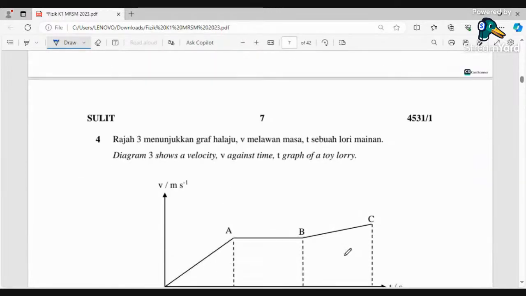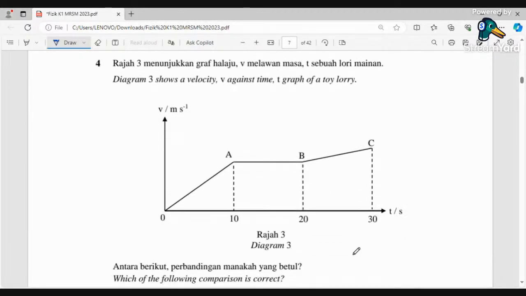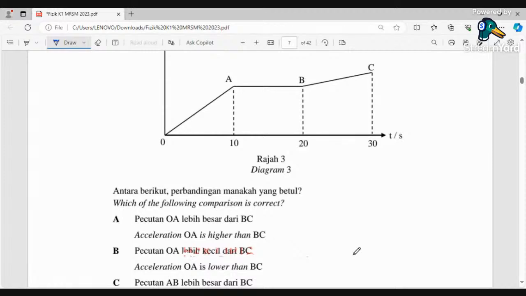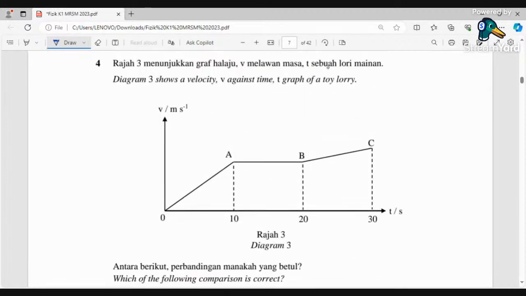Okay, number 4. Velocity V against time of a toy lorry. So you have the OA, AB, and BC. Which of the following comparisons is correct? This is a VT graph. What can you get from a VT graph? Remember, the gradient is acceleration. Area equals distance or displacement.